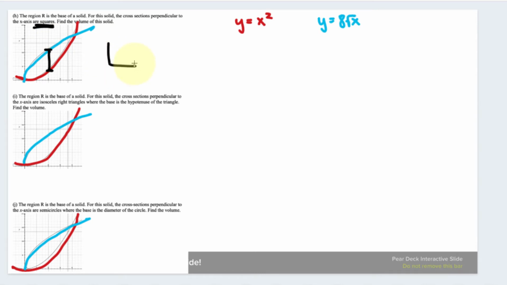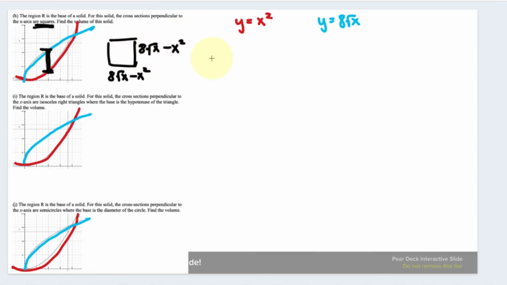And a square, all the sides are the same length. And this is one of the sides. And what is that length? That length is top curve minus bottom curve. In other words, the blue minus the red, 8 root x minus x squared. So it's a square. This is also going to be 8 root x minus x squared.